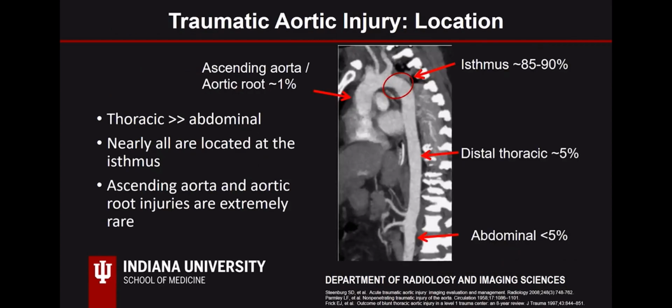The aorta can be injured anywhere along its entire course, from the aortic root to the aortic bifurcation. However, a vast majority of patients with aortic injuries occur at the aortic isthmus or the proximal descending thoracic aorta at the level of the ligamentum arteriosum.